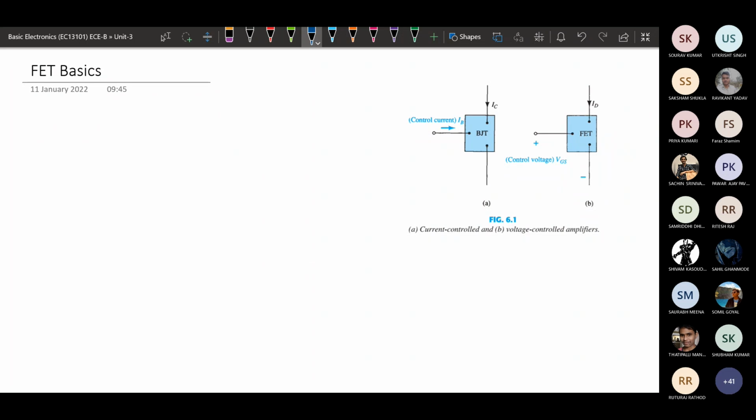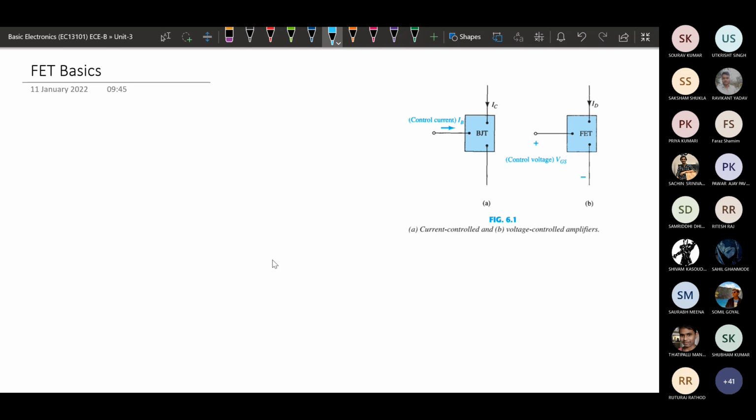We will see how the construction of FETs is done, and the construction of FETs is somewhat different from the construction of BJTs. Here the FET, that is field effect transistor, is basically going to have three different terminals and four different terminals. Okay. We will first start with the basics.